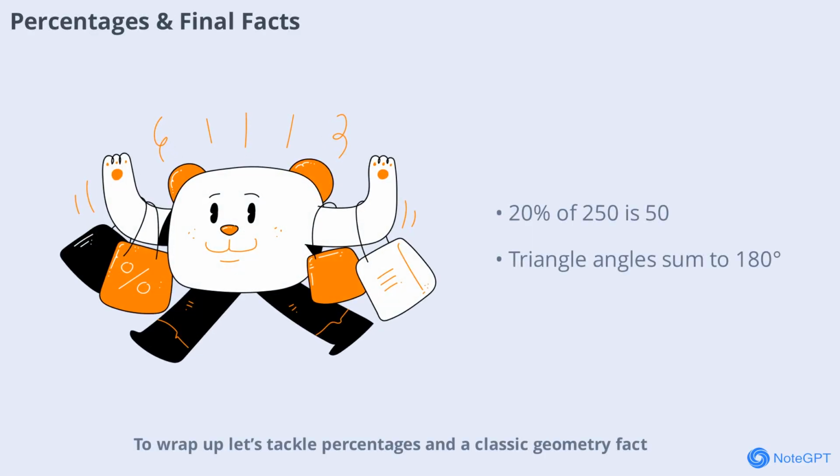To wrap up, let's tackle percentages and a classic geometry fact. What is 20% of 250? Multiply 250 by 0.2 and you get 50. Finally, remember that the sum of the angles in any triangle is always 180 degrees.